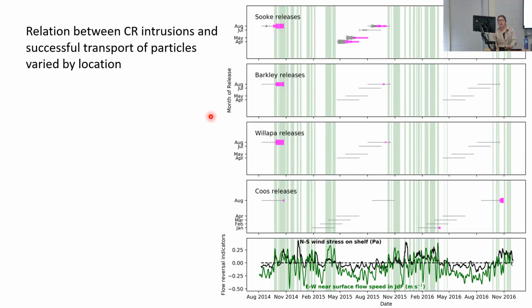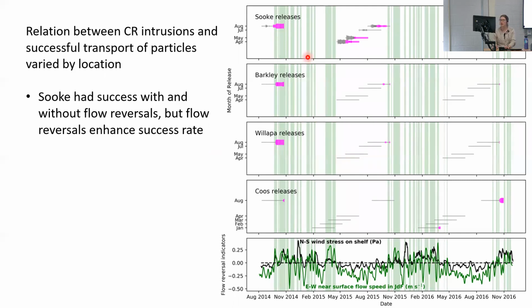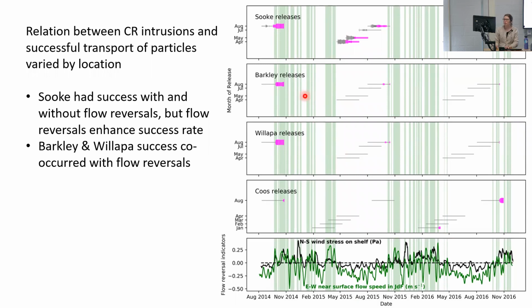So there was a relationship between the Columbia River intrusions and successful transport of particles, although it varied a little bit by location. Souk was able to have success. Here there were no reversals, but you still saw successful transport from Souk. But when you had flow reversals, you tended to have more success. Barkley and Willapa very much mirrored each other in terms of success, which is funny. They're kind of equidistant, one to the north and one to the south.